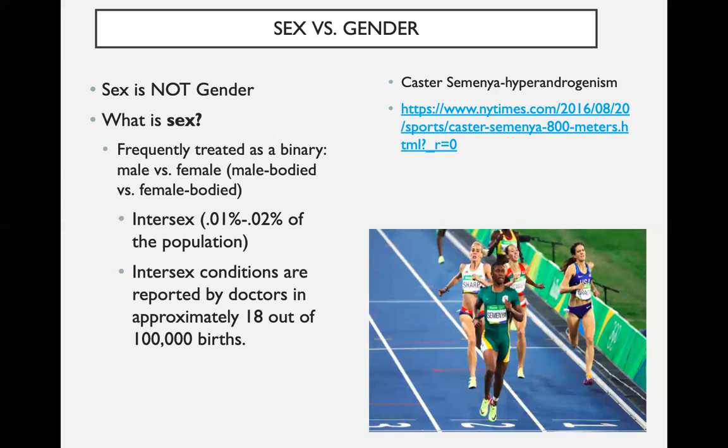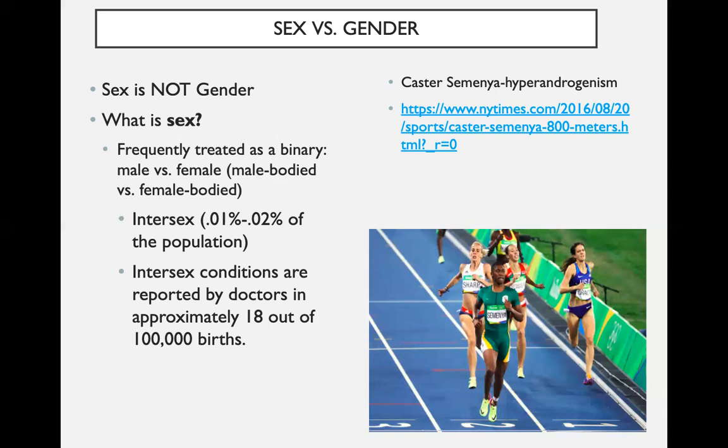But for people who do not fit this perfect binary, the term that we commonly use is intersex. And you might think that this is extremely rare, but this is actually 0.01% to 0.02% of the population. Or another way of thinking about it, it's about 18 out of 100,000 births. And I know that sounds super rare, but you need to think about all the billions of people that live in the world, and what does that mean if you're talking about 18 out of every 100,000?